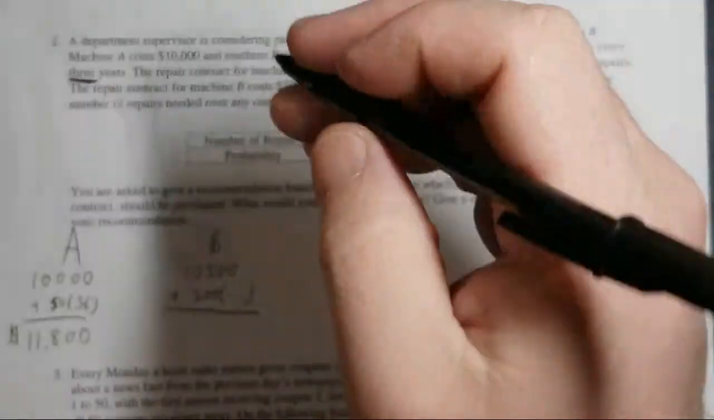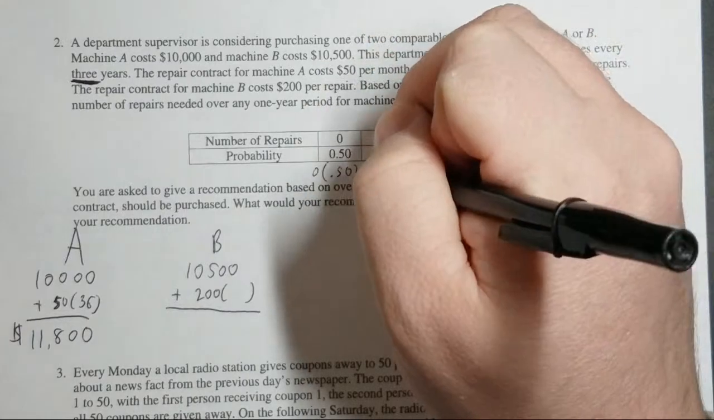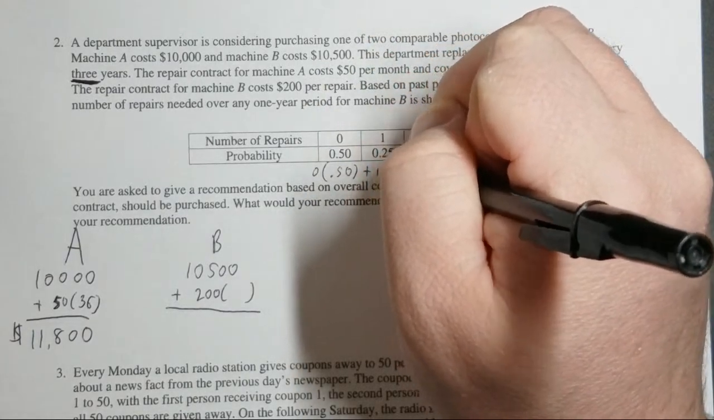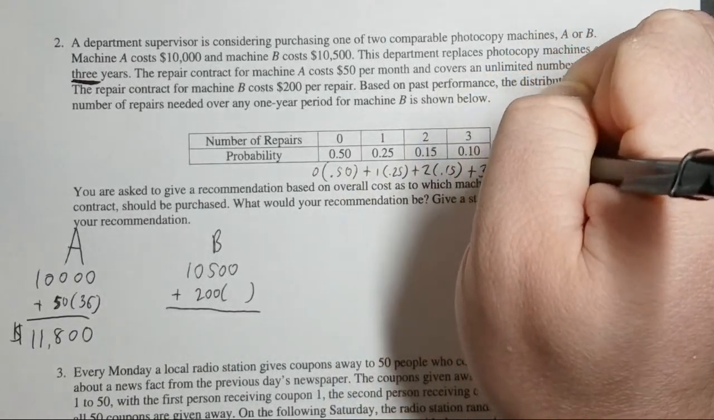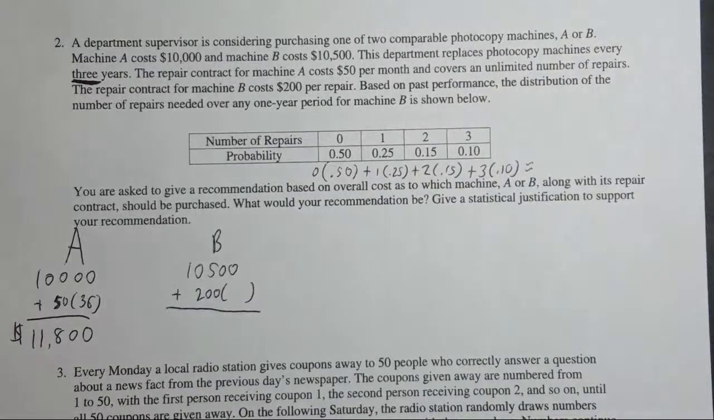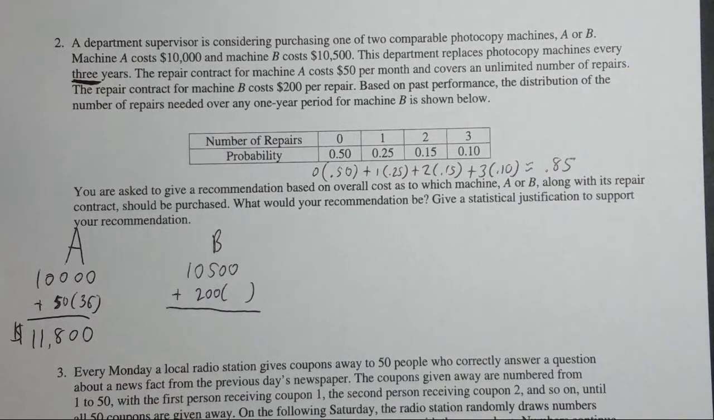So, if I were going to do expected value, it would be something along the lines of this. If I did that calculation, I would get 0.85, meaning that in any 1 year, I am expecting, on average, to have 0.85 repairs. Now, how could you have less than 1 repair?